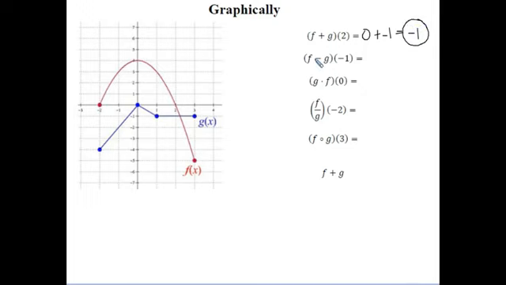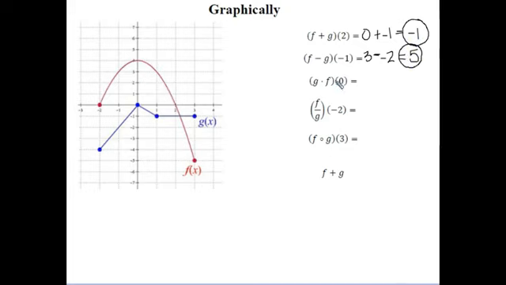Now let's try a subtraction. Let's find f of -1. If I put -1 in my f equation, it looks like I get 3. And I want to subtract from that my answer when I put -1 into my g equation. So -1 in my g would give me a -2. 3 minus -2 changes to a plus, so we would have 5.